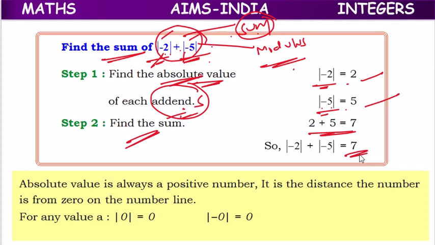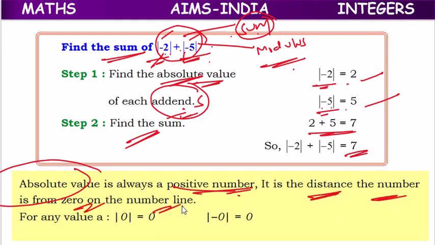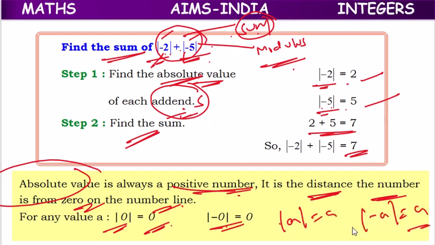Here absolute value is always a positive number because it is the distance of a number from 0 on the number line. Modulus of positive 0 is 0. Modulus of negative 0 is 0. Modulus of positive A, modulus of negative A. Like that, whether the given value is positive or negative, the modulus is always positive.